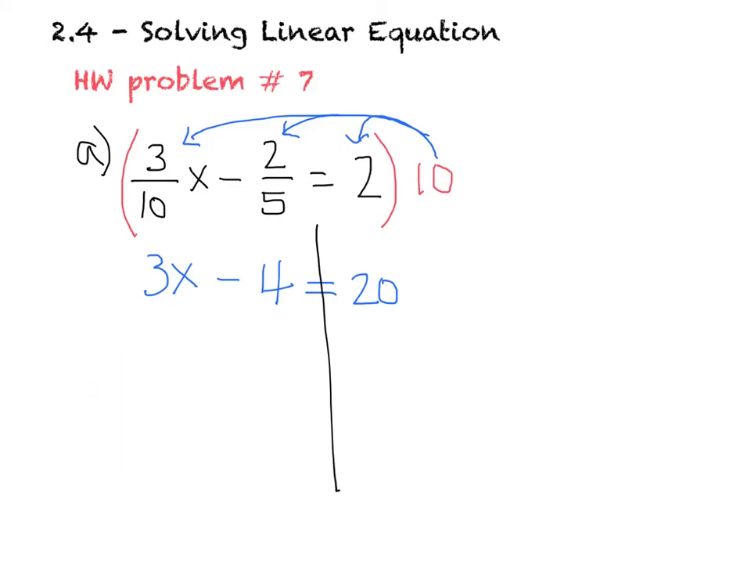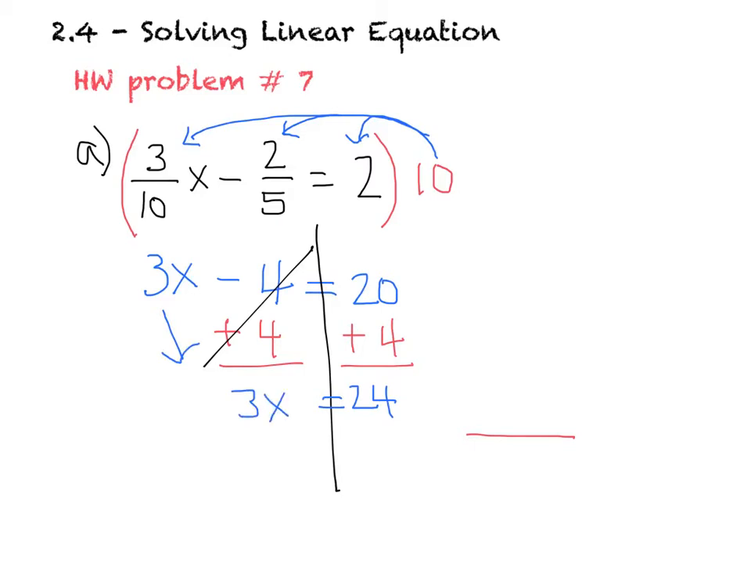So since it's -4, the inverse operation would be +4. -4 plus 4 is 0, so those 2 terms will cancel one another out. 20 plus 4 is 24. Let's drop down our remaining terms. We can bring down this 3x.